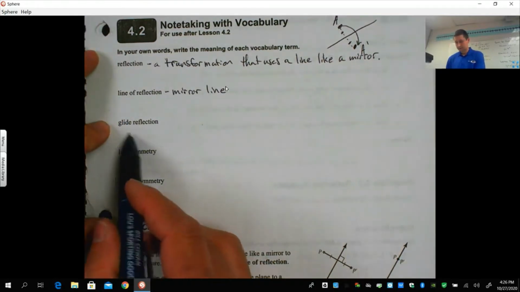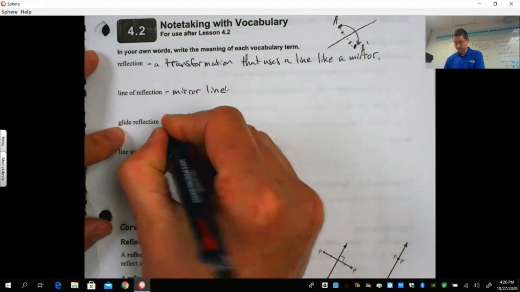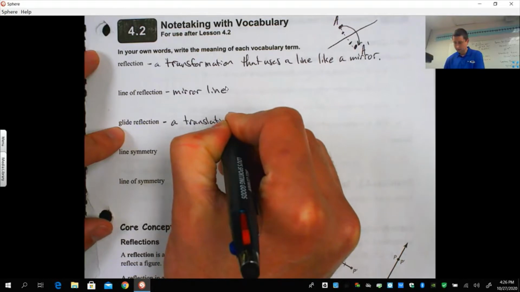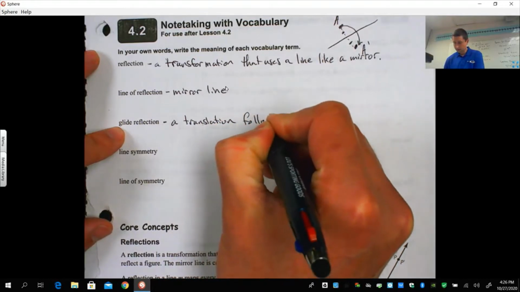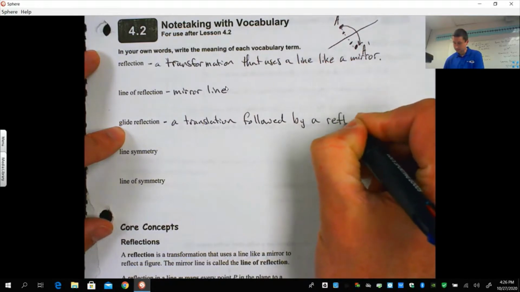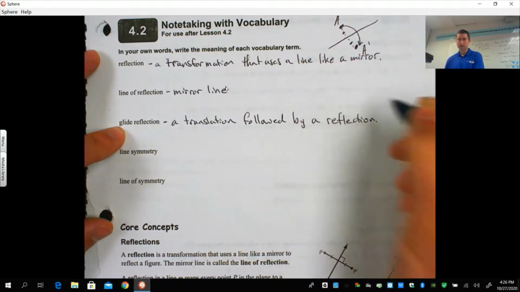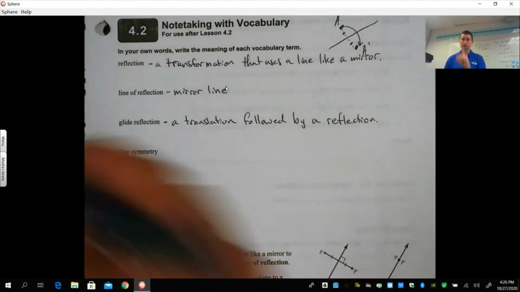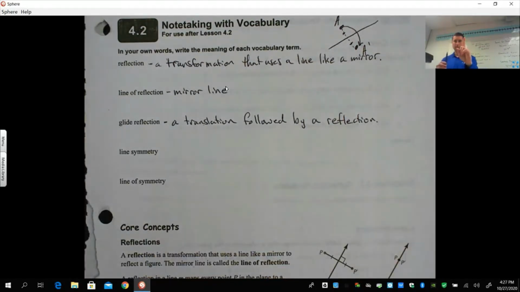A glide reflection, okay? This is going to be a translation followed by a reflection. That's called a glide reflection. So that's when you slide something and then you're going to reflect it over. Okay. So if I want to reflect over my finger here, there we go. Let's go this way. And so I'm going to slide it, then I'm going to reflect it over. That's a glide reflection.